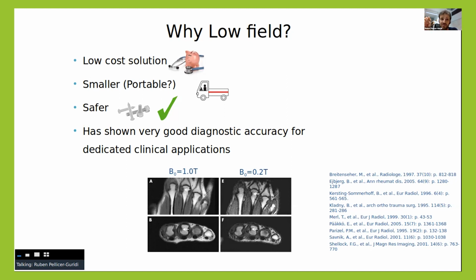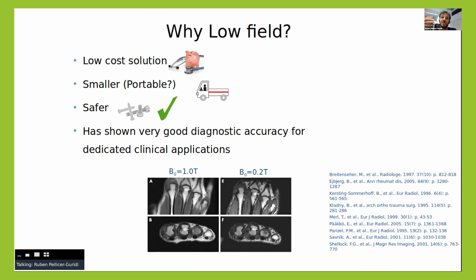And it's also safer because with such a strong magnetic field, and the RF pulses, the radio frequency pulses we employ, can heat up metals, for example, and there are some safety limits that they reach and that limit the pulses we apply.